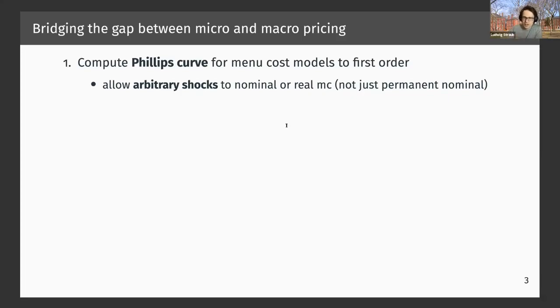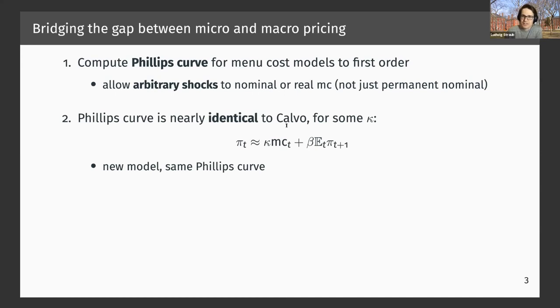And along the way, we're also going to describe what happens in the model to arbitrary shocks to nominal costs as well. And what we're going to find is kind of interesting, namely that the Phillips curve you get when you do this is nearly identical to the one that we typically work with in macro models, namely a Calvo-Phillips curve, with some kappa, some slope of that Phillips curve, so that the menu cost model implied Phillips curve really looks like a Calvo-Phillips curve for some kappa. Now, in some sense, we write down the fancy menu cost model, but at the end of the day, it seems like the Phillips curve is an old one that we already know.